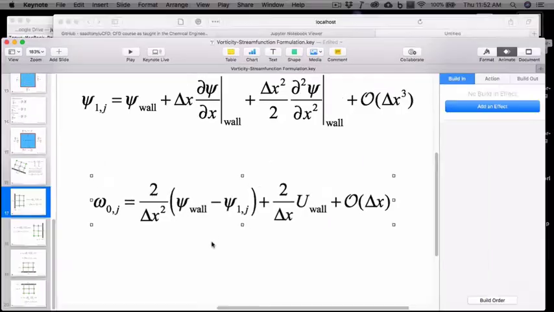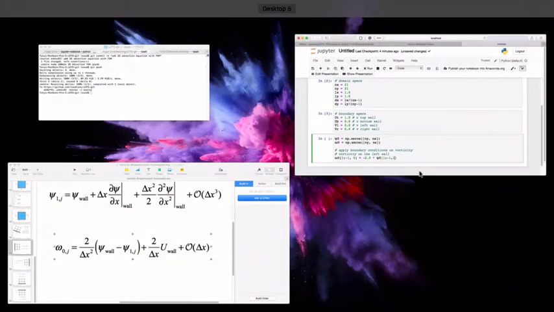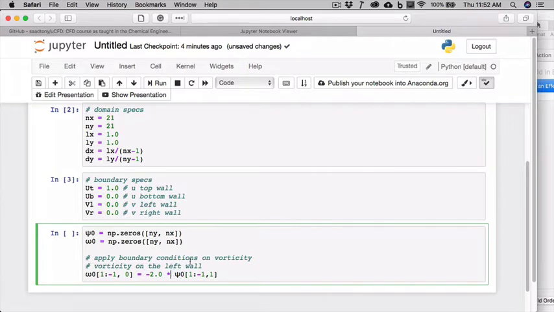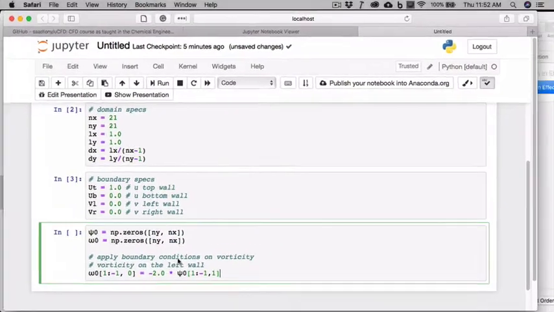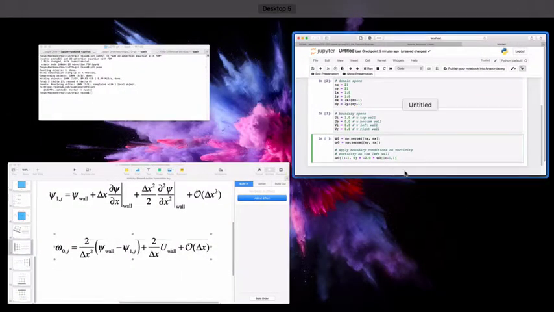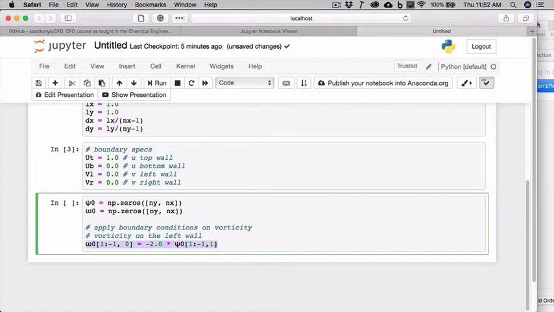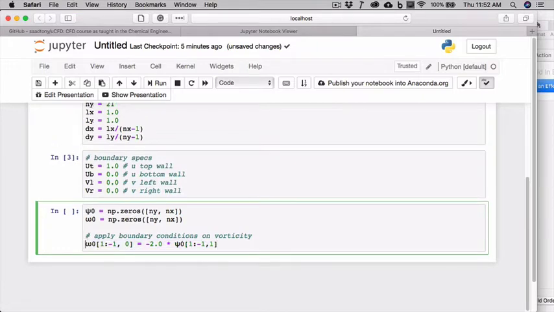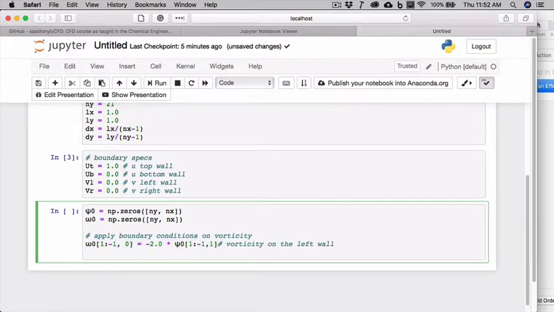Now we could have kept it as psi wall, essentially doing psi 0, 0 minus, so that's psi wall minus psi interior. You can do that, but I just want to simplify these numbers. And since v left is 0, I'm not going to put it in. It actually can create some problems for you. So that's vorticity on the left wall.